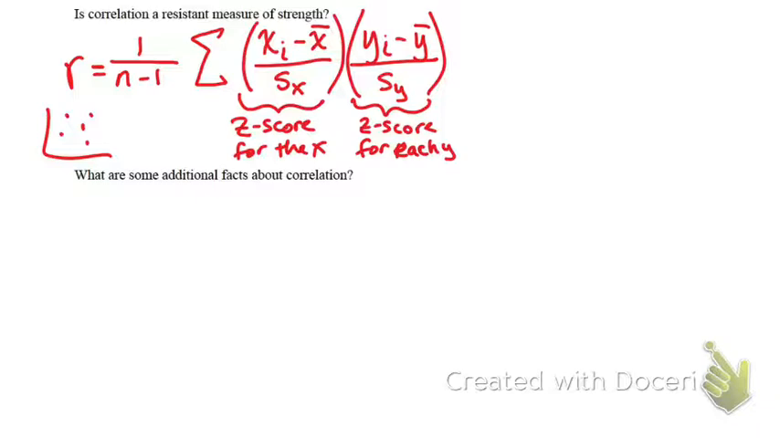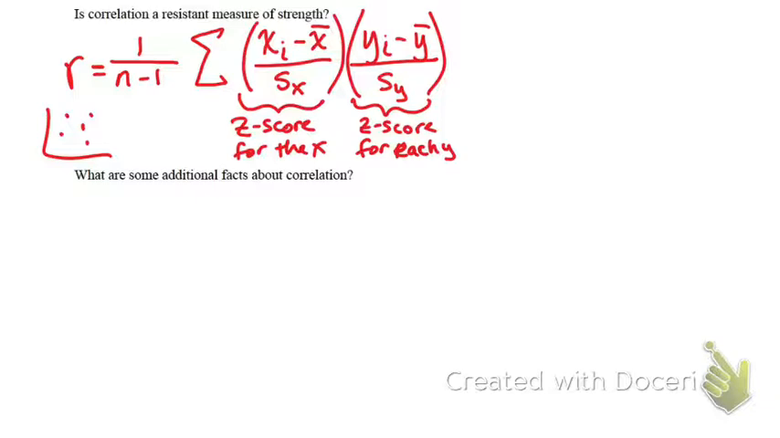And then, you guys, what does it mean for these two parentheses to be next to each other? Multiply. I'm going to multiply the z-score for the x for that particular dot by the y z-score. Then, once I get the product, I will sum all those products for all 20 or 30 or however many dots I have. Then I'm going to multiply by 1 over n minus 1.